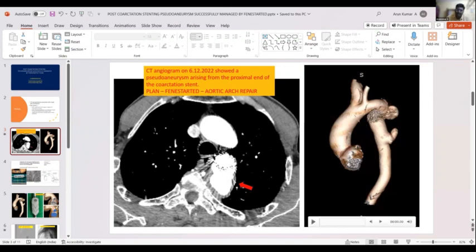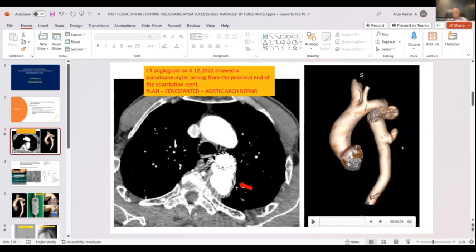That's the reason we always have to preserve the left subclavian, because the collateral circulation to the spinal arteries is mainly from the internal iliac arteries as well as the subclavian arteries. So it is always better to preserve the subclavian. If in future he needs a repair which needs to be extended below, it might be a useful one.